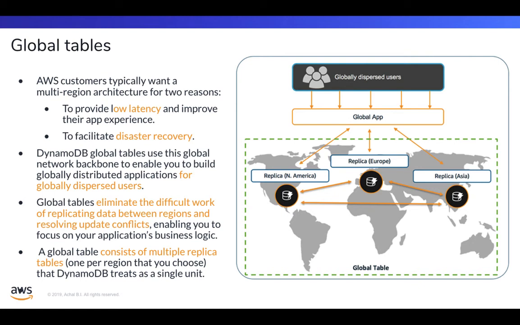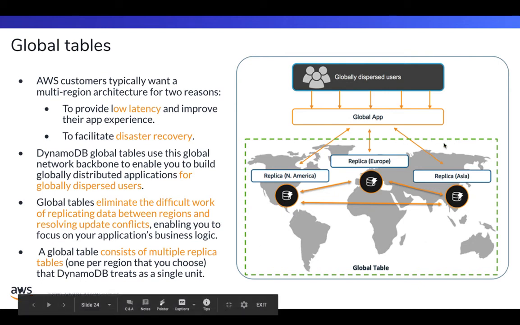So global tables also consist of multiple replica tables. So basically, you could save your content in multiple regions that you select. So all of these replicas will be treated as one single unit by the DynamoDB table.